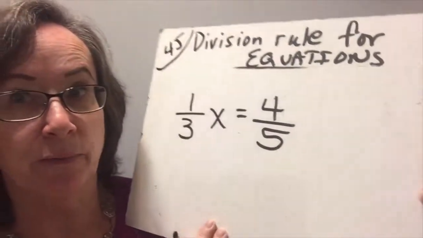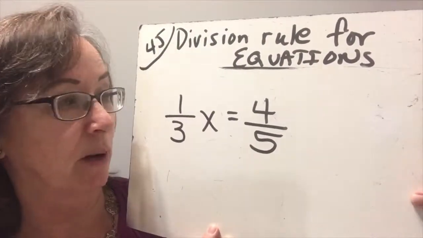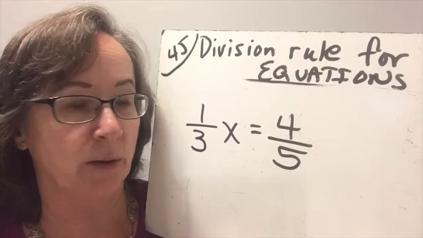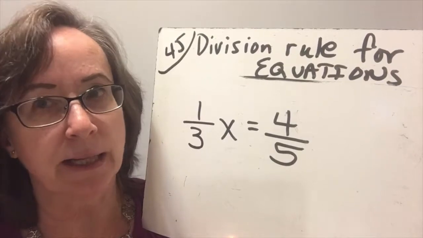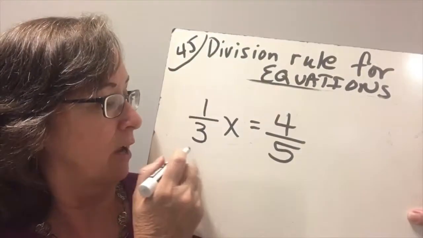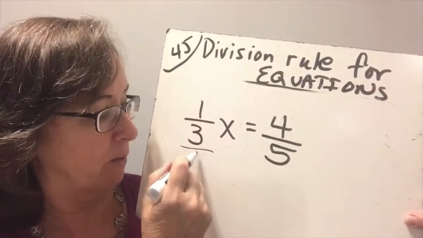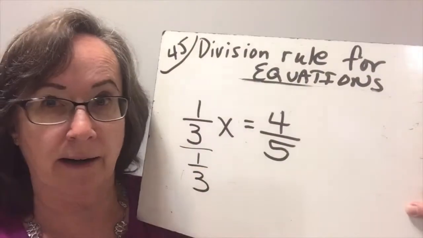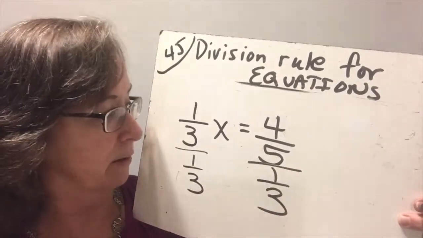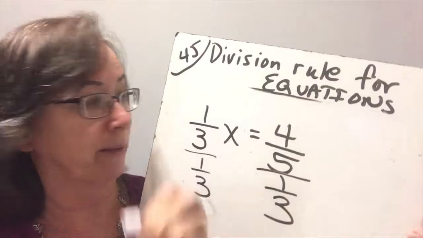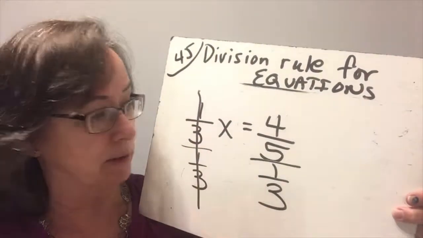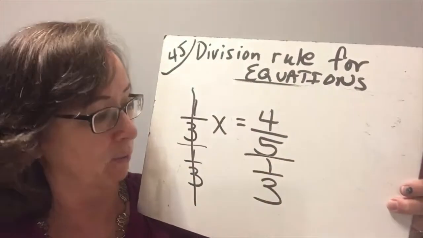All right, now this one we're going to use the division property of equality, but then I'm going to use the multiplication property of equality too, because this one is much easier with multiplication. But we're going to do it with division first. So we're going to divide by what's there, which is 1/3, because we want to get our x by itself. So we have to divide the other side by 1/3 also. Now 1/3 divided by 1/3 is just 1. So we end up with x is equal to 4/5 divided by 1/3.